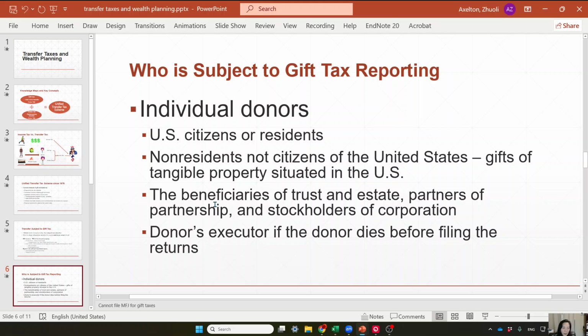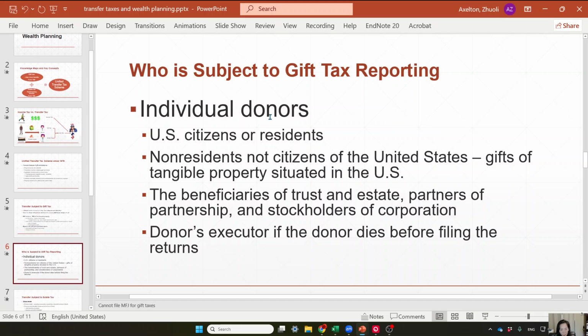The other thing is if the donor is a beneficiary of a trust, estate, partner or partnership, or a stockholder of a corporation, they can also be subject to gift tax reporting. And in a special case, the donor's executor, if the donor dies before filing the return. So there could be lots of different types of filers. But generally speaking, the donor, the transferor, will be subject to the gift tax reporting.